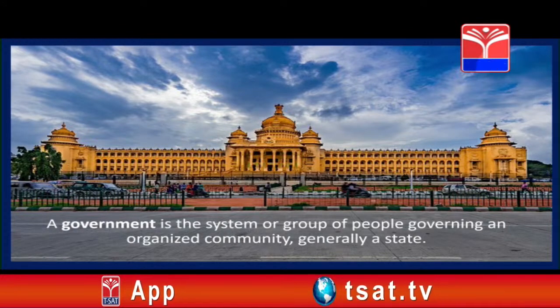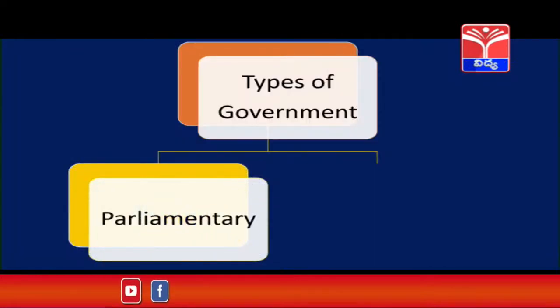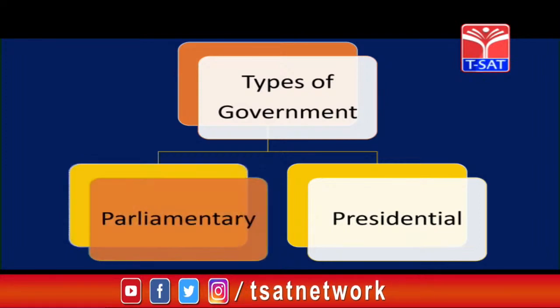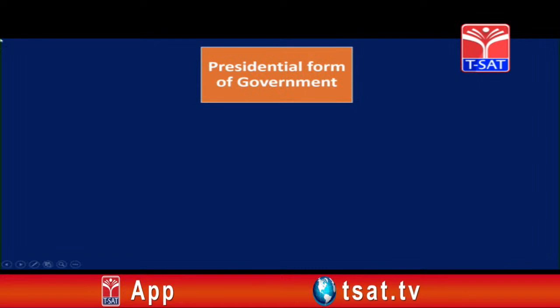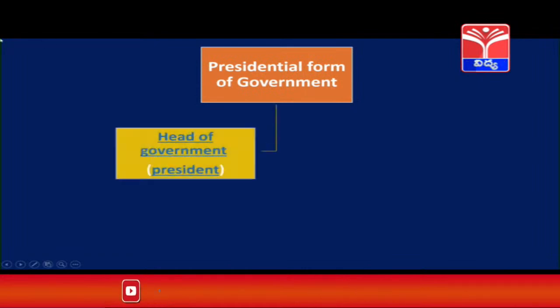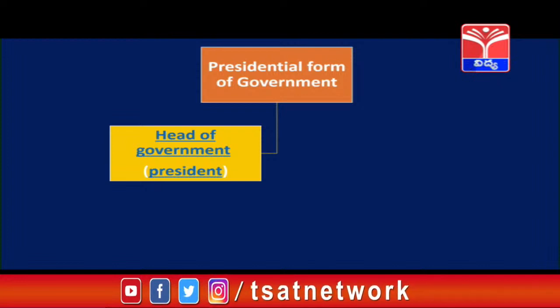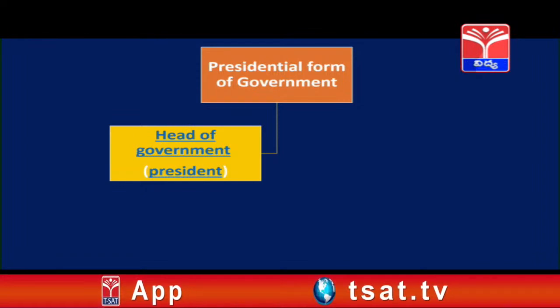Now children, we have two types of government. One is the parliamentary system of government and the other one is the presidential form of government. Our country follows the parliamentary form of government. Let me first explain to you about the presidential form of government. A presidential system or a single executive system is a form of government in which a head of the government, that is president, leads an executive branch that is separate from the legislative branch.